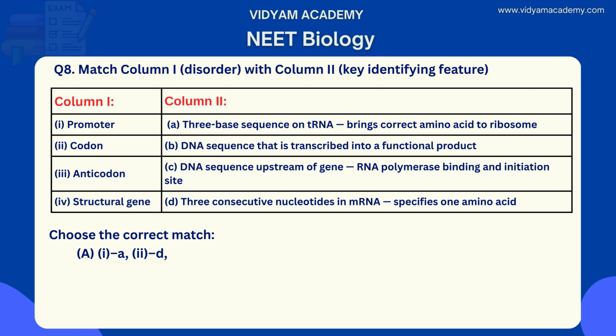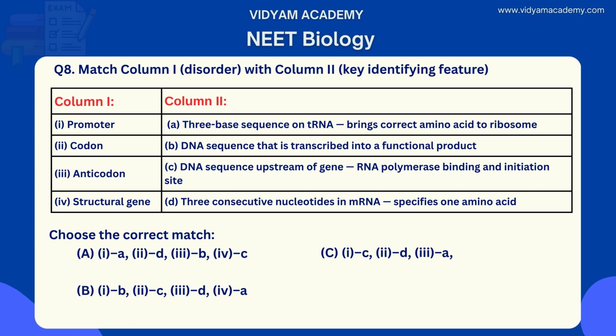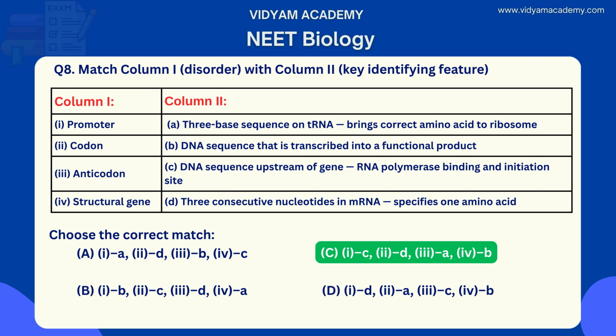Option A: 1A, 2D, 3B, 4C. Option B: 1B, 2C, 3D, 4A. Option C: 1C, 2D, 3A, 4B. Option D: 1D, 2A, 3C, 4B. What is the right answer? Yes, the absolute right answer is option C. Let's check how and why.